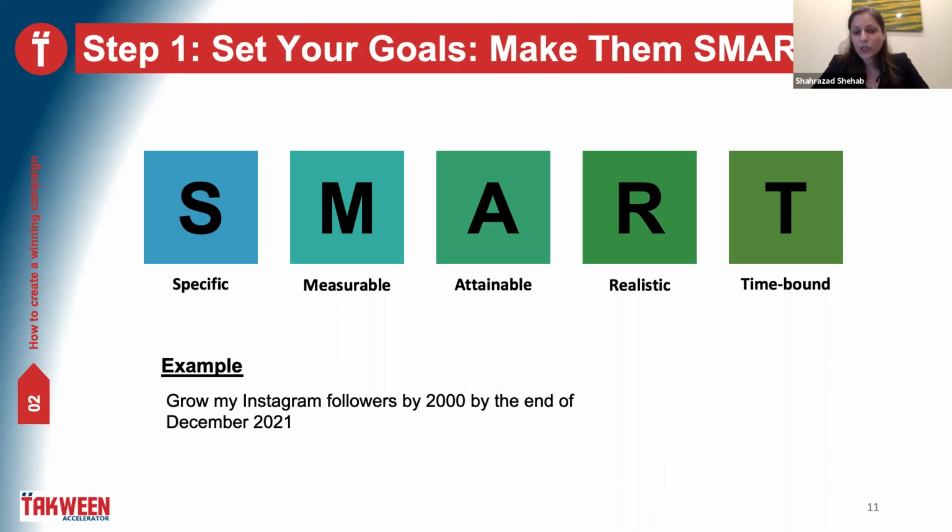Attainable, you need to ask yourself, are you able to achieve them? They should be relevant or realistic to avoid stress and frustration. Time-bound, you should set a date as it helps you stay focused and motivated. And here is an example of a SMART goal. Grow my Instagram followers by 2,000 by the end of December 2021.